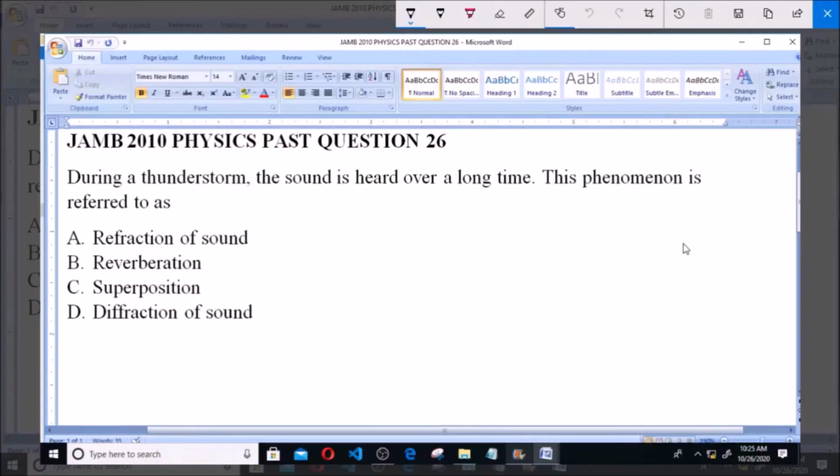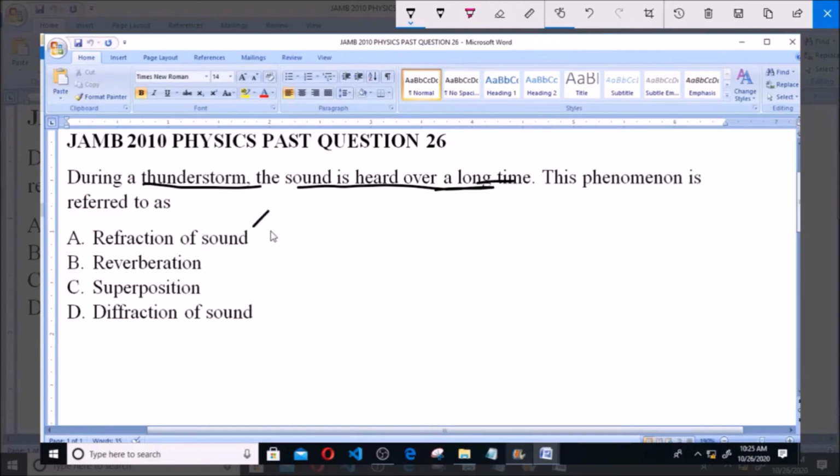During a thunderstorm, the sound is heard over a long time. This phenomenon is referred to as A. Refraction of sound, B. Reverberation, C. Superposition, D. Diffraction of sound. Now, we are asked what is the phenomenon responsible for why the sound during a thunderstorm is heard over a long time. Now let's look at each of the options and see which one best explains this phenomenon.